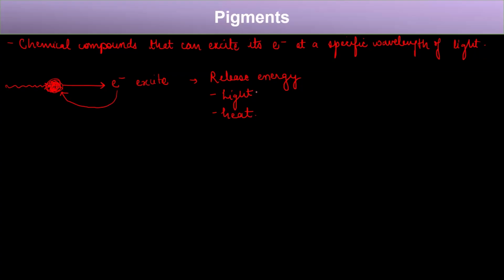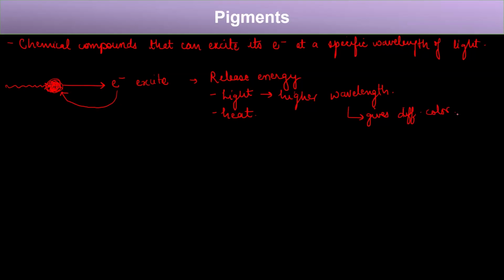The light that it releases will have a higher wavelength. So this is what a pigment is. And this light, because of different wavelengths, will give color, and hence we say that pigments are colored compounds. These are compounds that can excite their electron upon receiving light of a specific wavelength, and after excitation, when it comes to the ground state, it releases light of a higher wavelength, which gives different colors.